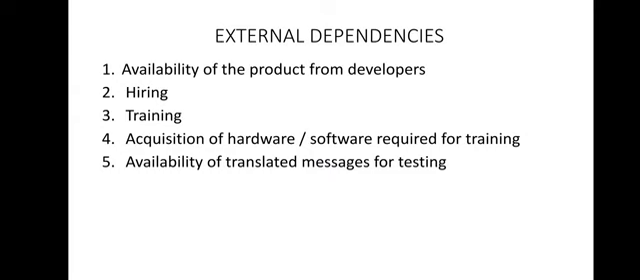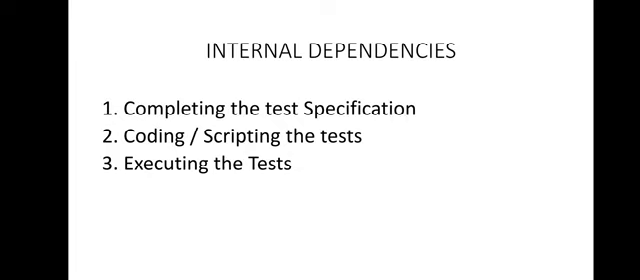Basically, external dependencies are availability of the product from developers, hiring, training, acquisition of the hardware and software required for training, availability of translated messages and files for testing, and as well as we have to see internal dependencies. These are completing the test specification, coding, scripting, and as well as execution of the test. Okay, so these are the points that are considered under the point activity breakdown and scheduling.